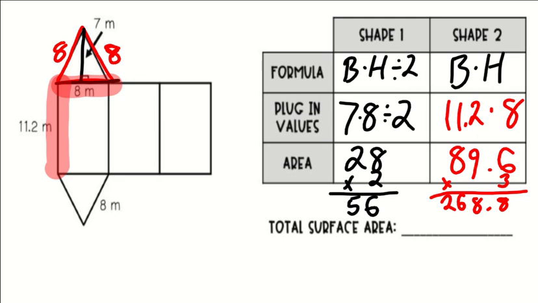All right, then we've got to add those up to get our total. 56 plus 268.8. One of y'all do that. 324.8. Okay? Any questions on that?